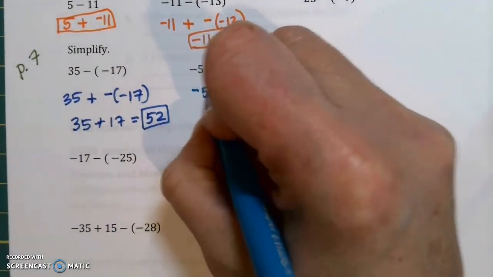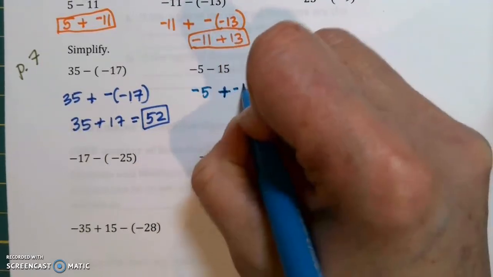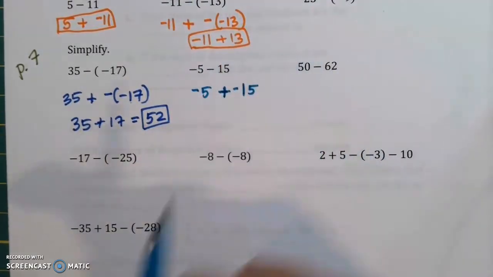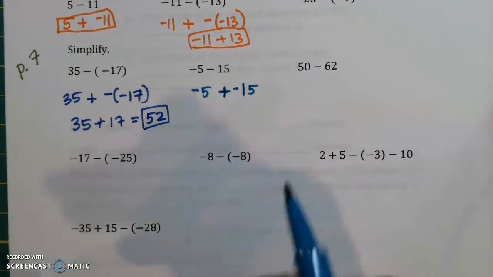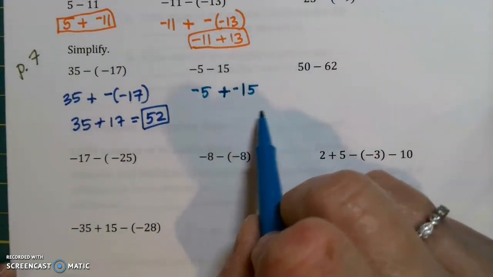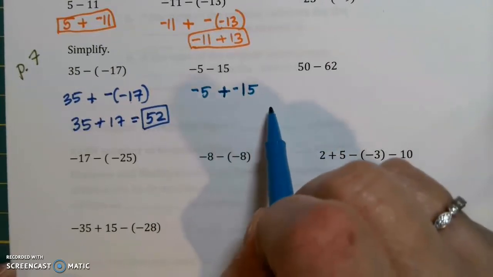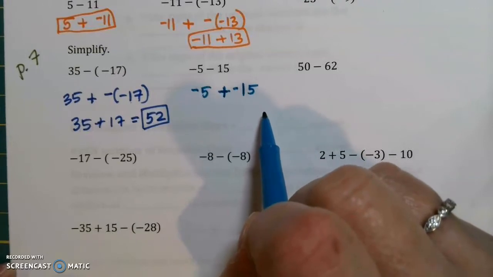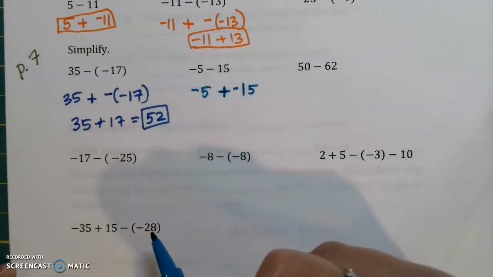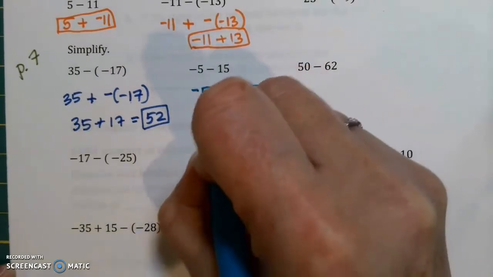so change that to negative 5 plus negative 15. This is another one where we end up with both of them having the same sign. So if you rewrite it as adding the opposite, you can see that it's a little bit simpler than you might think, because we just go ahead and add those absolute values and keep that sign that's the same already. So we get negative 20.